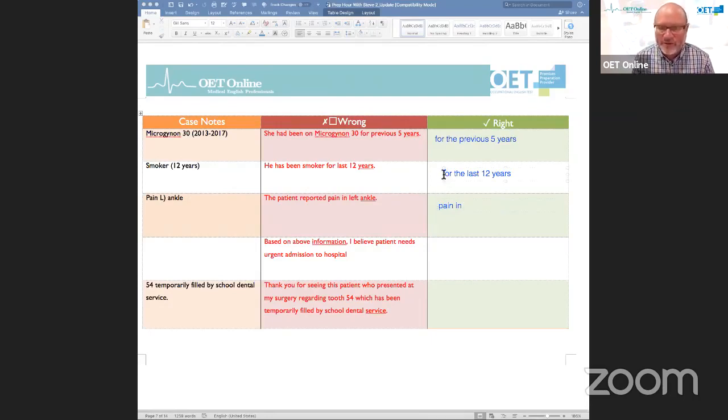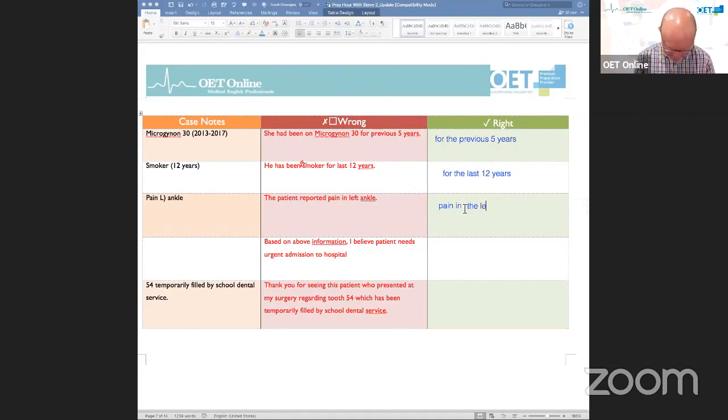There was a double error on one of these I'm going to put up. Just bear with me. Yes, thank you for observing that one. This had two errors. I'll just add it: "Patient has been a smoker for the last." Yes, "has been a smoker." Well spotted. There were two errors there. All right, back to where we were. "Patient reported pain in the left ankle."